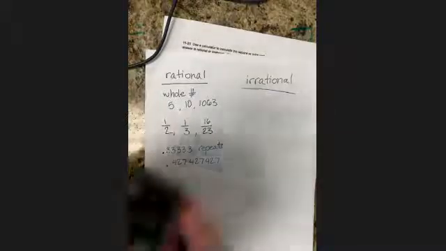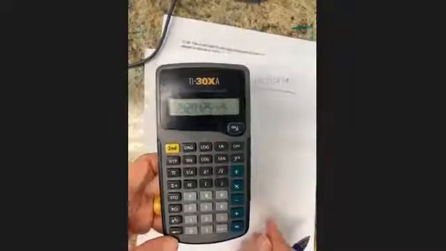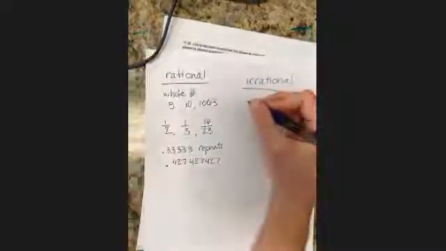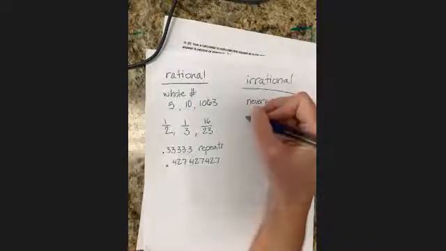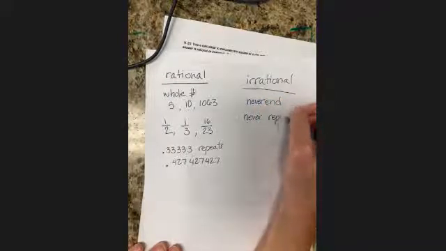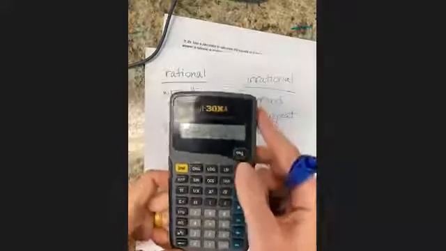An irrational number, like if I have the square root of 8, 2.828427125, they never end and they never repeat. Most of your square roots and most of your cubed roots are going to be irrational numbers. The square root of 8 is an irrational number. Now let's look at the cubed root of 8.